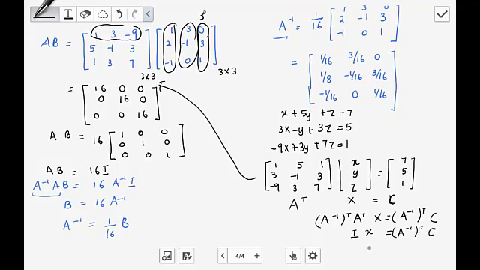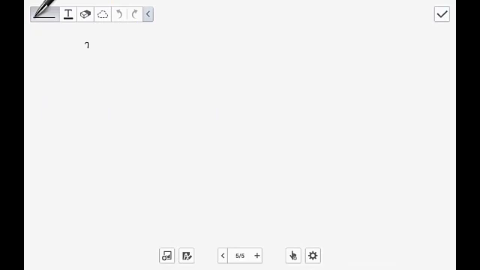So finally, what is X? X is, you're going to take your A inverse, transpose it and then multiply with C. So remember, students, this is your A inverse, so we need to transpose our A inverse. Next, we're going to start with X equals to A inverse transpose multiply C.